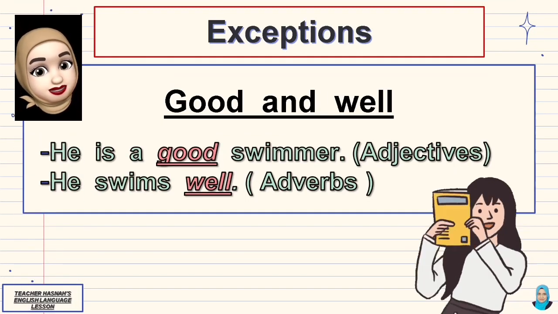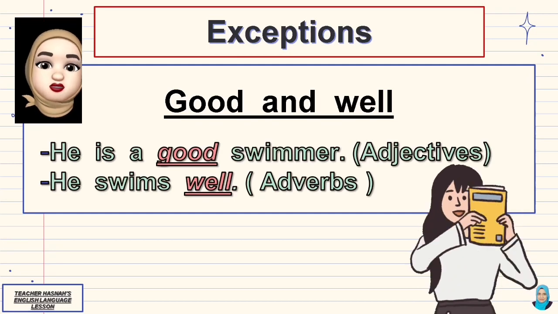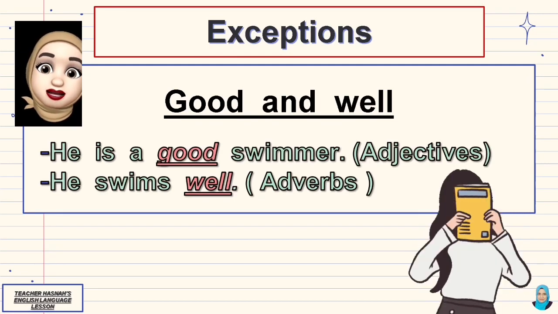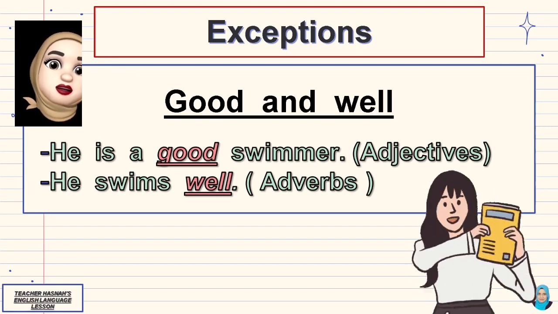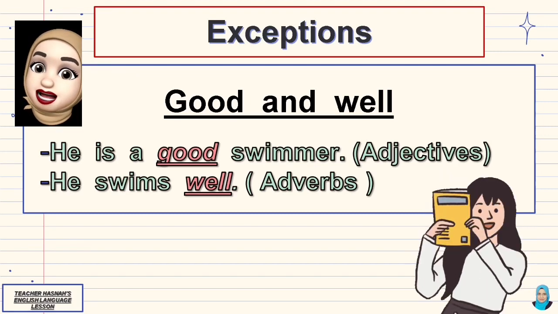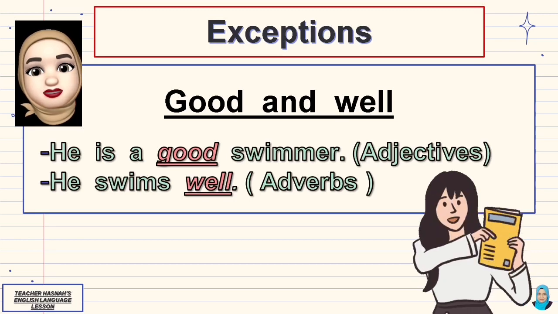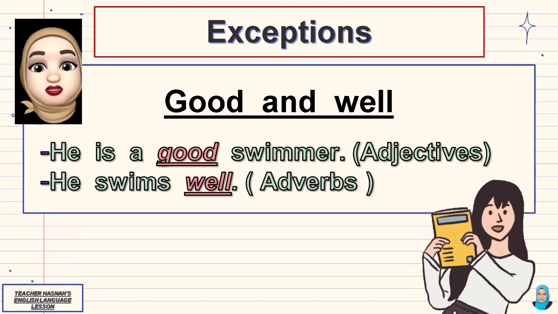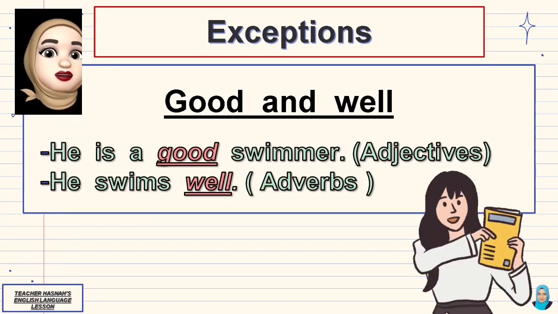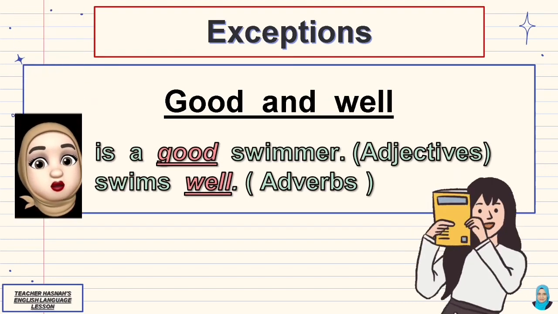We also need to pay attention to the words good and well. They have the same meaning, but good is an adjective. For example, he is a good swimmer. He swims well.